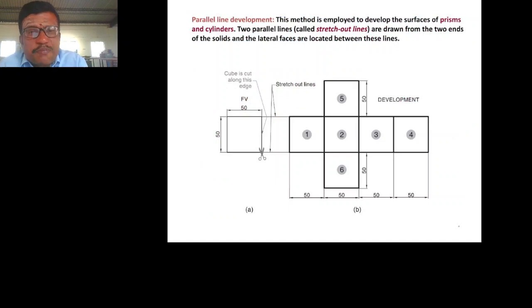So first let us see parallel line development. This method is employed to develop the surface of prisms and cylinders. Two parallel lines called stretchout lines are drawn from the 2 ends of the solid, and the lateral surfaces are located between these lines. Here we will see the example of a cube. It has 6 faces, so 6 squares compose a cube.